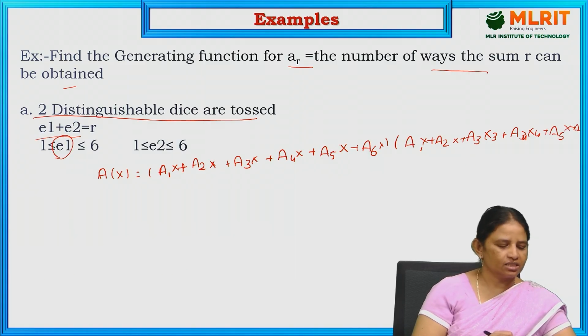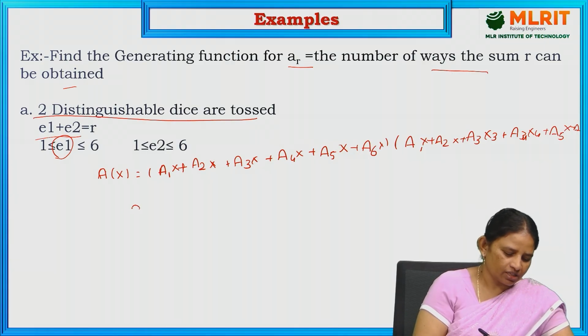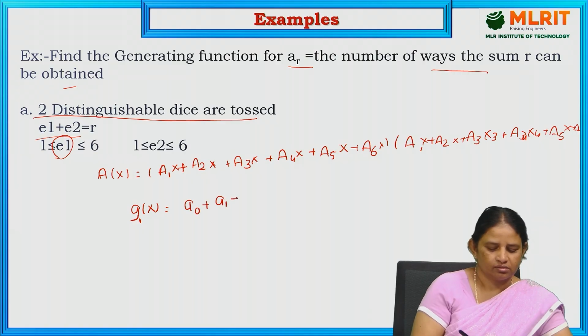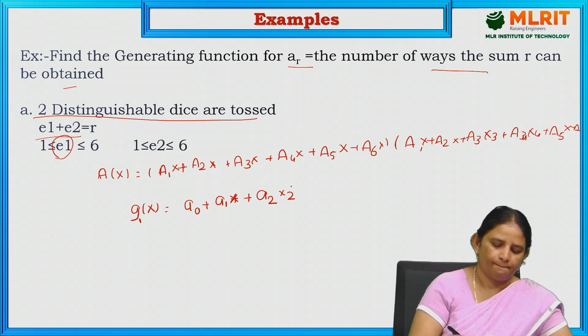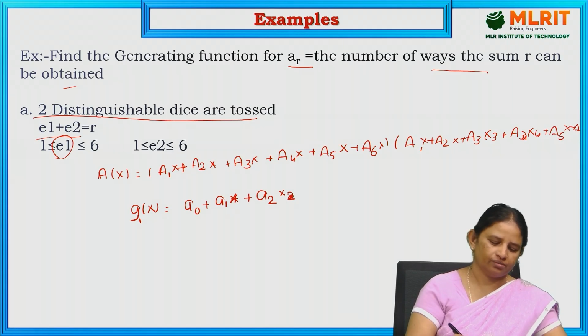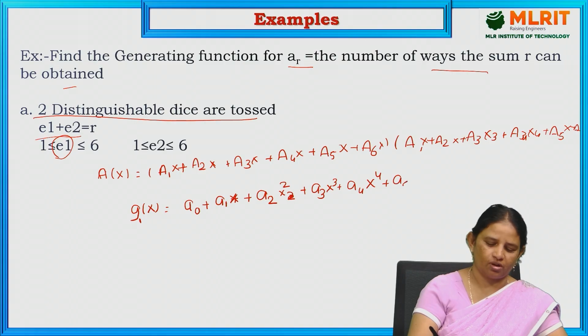Then what is e1? The first die value is in between 1 to 6. What is the generating function? g of x equal to the first generating function: a0 plus a1x plus a2x square plus a3x cube plus a4x to the power of 4 plus a5x to the power of 5 plus a6x to the power of 6.